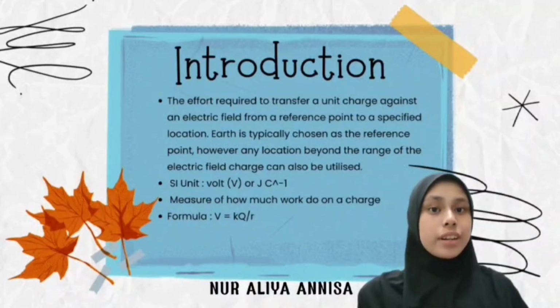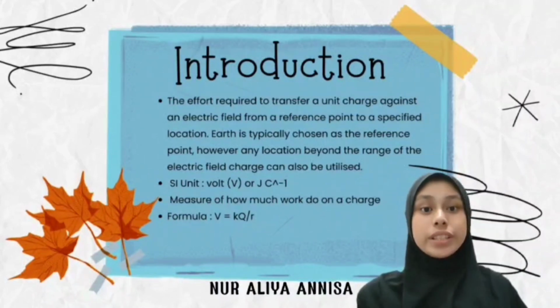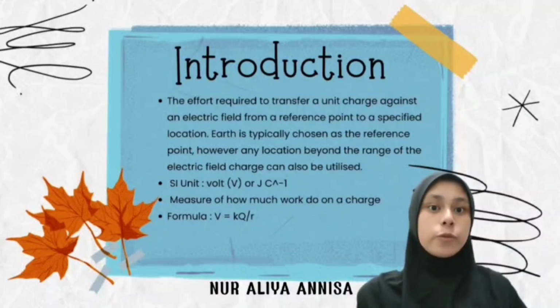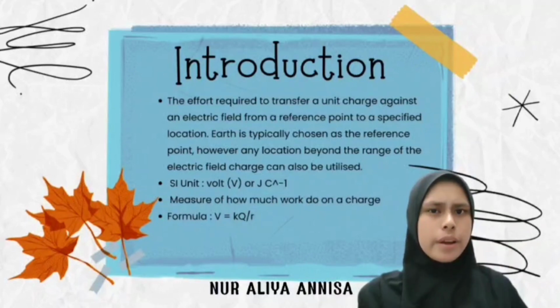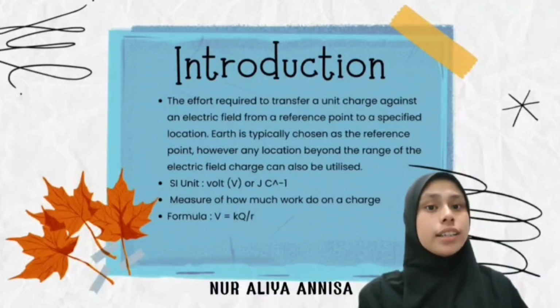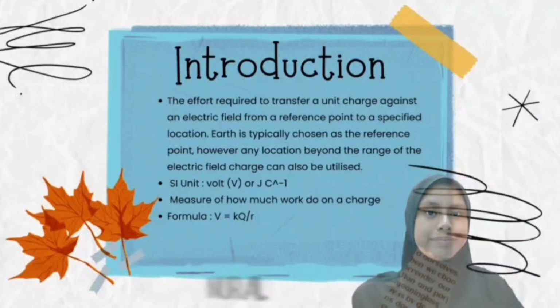The SI unit for electric potential is V, which is voltage, or J C^-1. The function of electric potential is to measure how much work is done on a charge. And lastly, the formula of electric potential is V equals kQ over r, where k is a constant, Q is the charge, and r is the distance of separation.